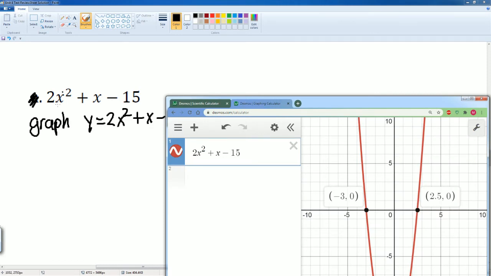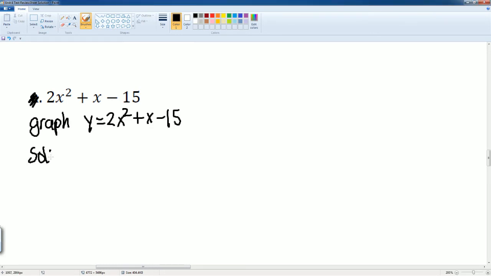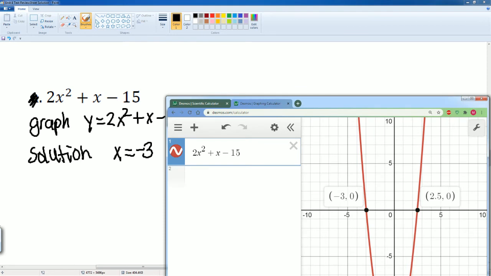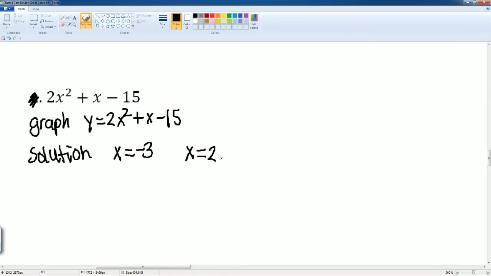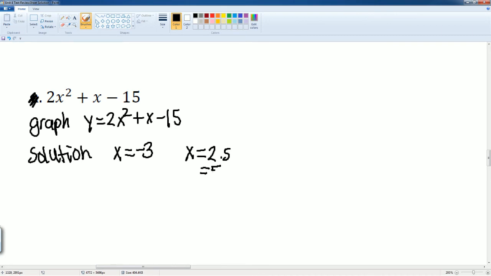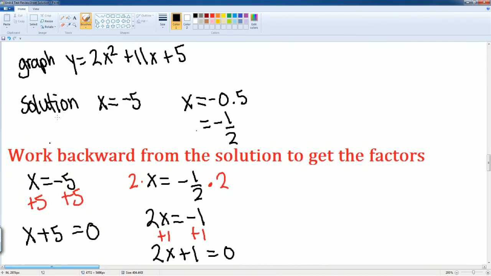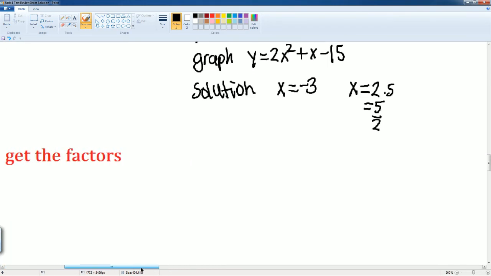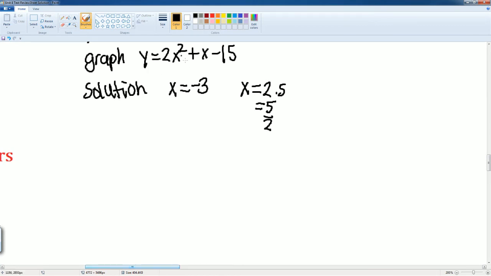So our solutions here would be x is equal to negative 3 and x is equal to 2.5, which is also equal to, in fraction form, because we want it as a fraction, 5 over 2. So now to get its factors, again, like what we said before, we work backwards from the solution to get the factors.